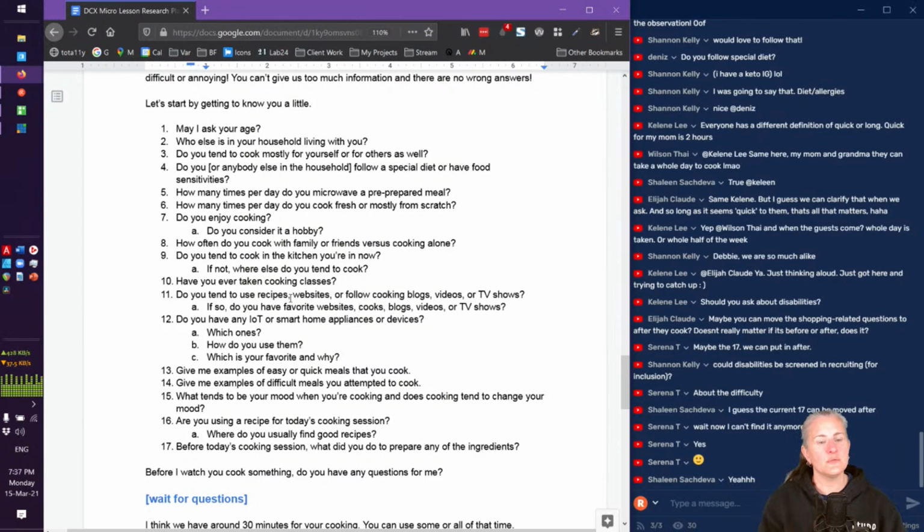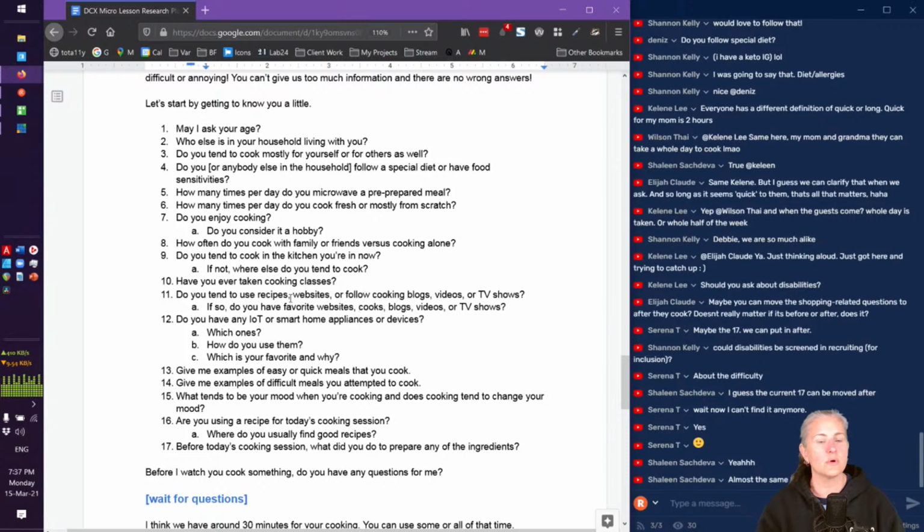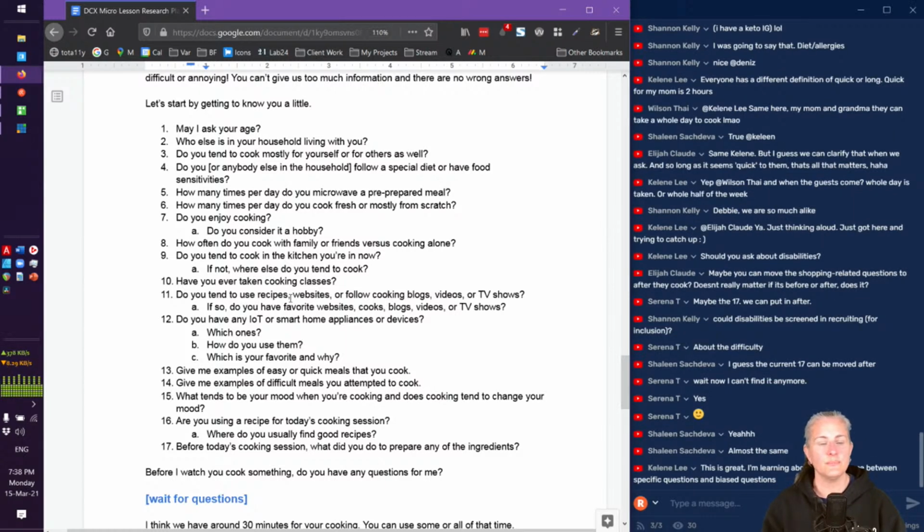Let's read through these. I'm going to read them out loud. Let's see if we think any of these are repetitive, if anything should be reworded, if anything's missing. So let's see. May I ask your age? Who else is in your household living with you? Do you tend to cook mostly for yourself or for others as well? Do you or anybody else in the household follow a special diet or have food sensitivities? How many times a day do you microwave a pre-prepared meal? How many times per day do you cook fresh or mostly from scratch? Do you enjoy cooking? Do you consider it a hobby? How often do you cook with family or friends versus cooking alone?